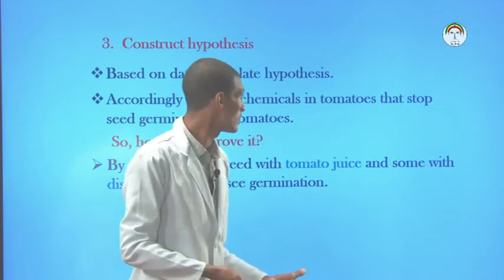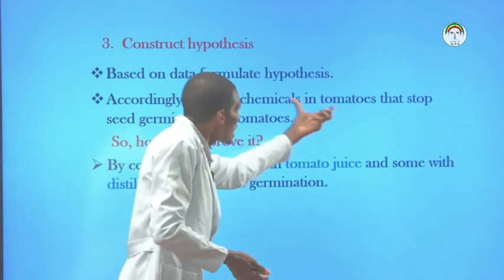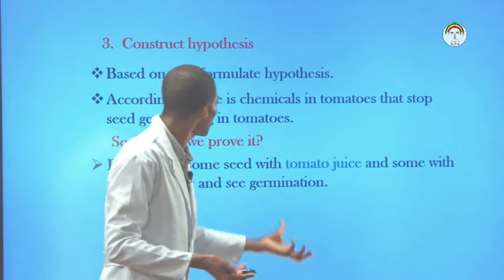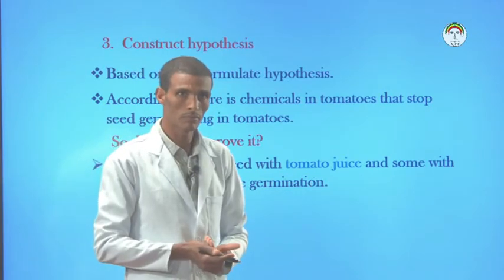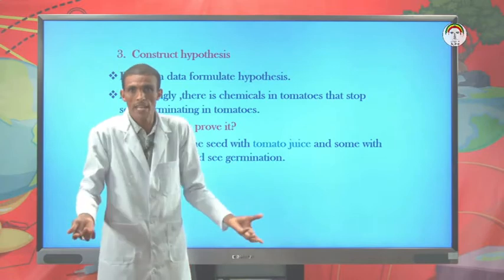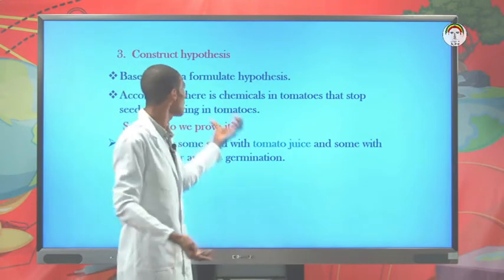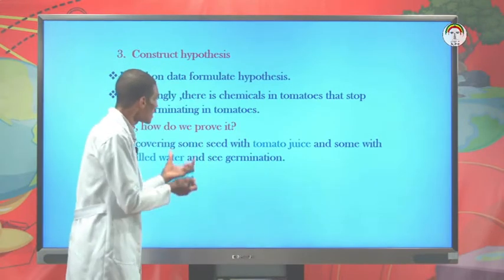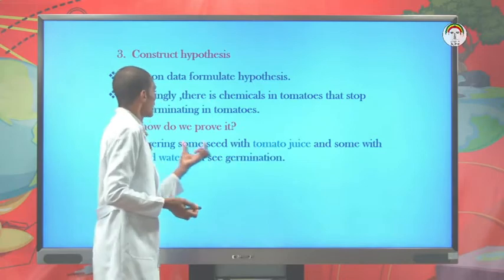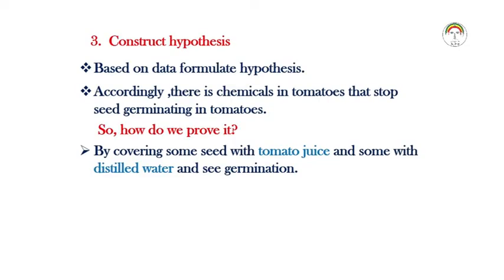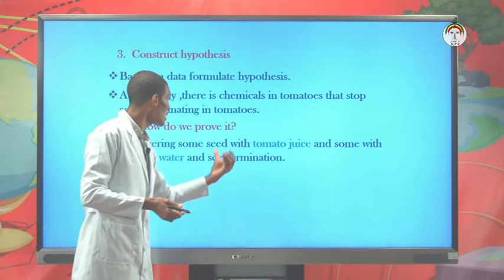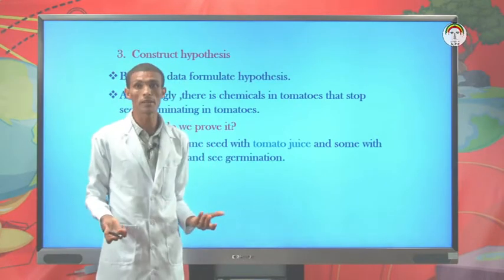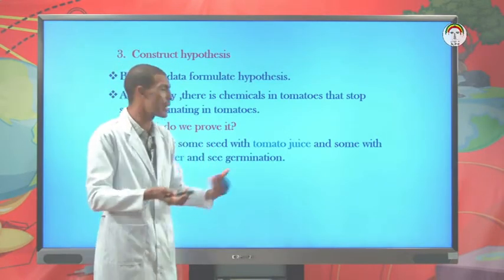So accordingly, there is a chemical in tomatoes that stops seeds germinating in tomatoes. It may not be true. We must identify whether it is because of the presence of a chemical in the tomato or not. How can we prove it? We must use one jar that contains tomato juice, adding tomato seeds here, and another with distilled water. Then we see whether they can properly germinate, in which one it can germinate, in which one it cannot.